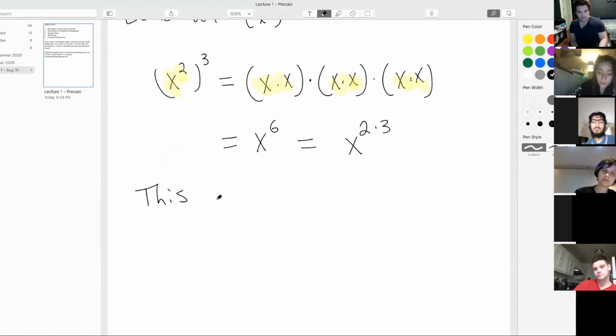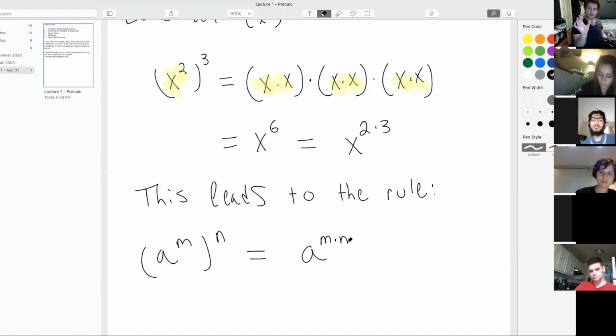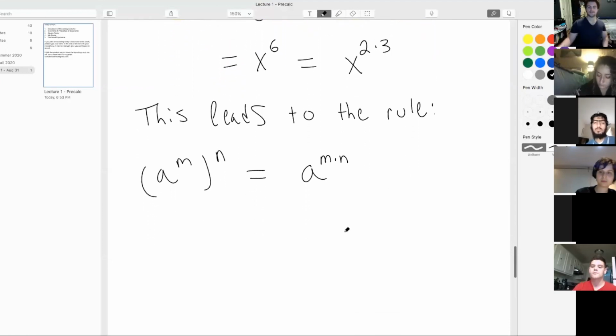So I just like to show you guys where the rule is coming from. I'm not just pulling it out of thin air. So this leads to the power rule, sorry. This leads to the rule. Here we go. a to the m, that whole quantity to the nth. So I have an exponent raised to a power. This is nothing other than a to the m times n. Multiply the powers. Okay, that's it. That's the rule.